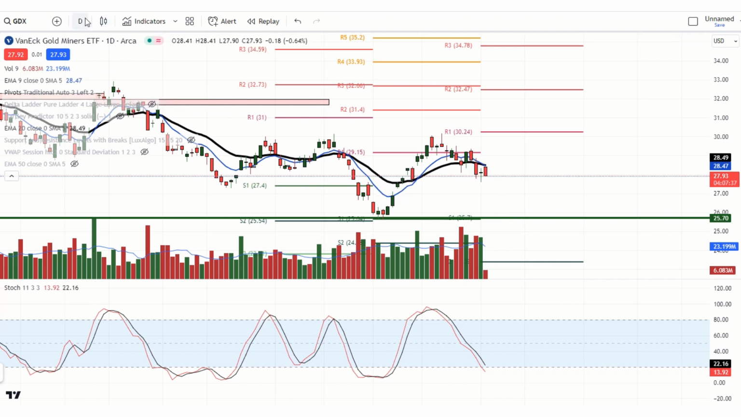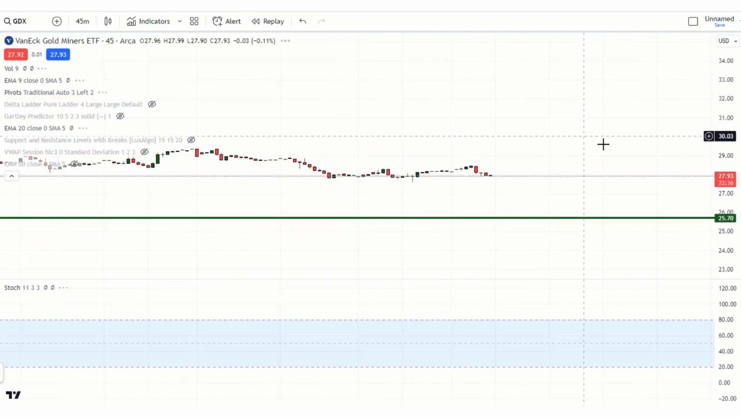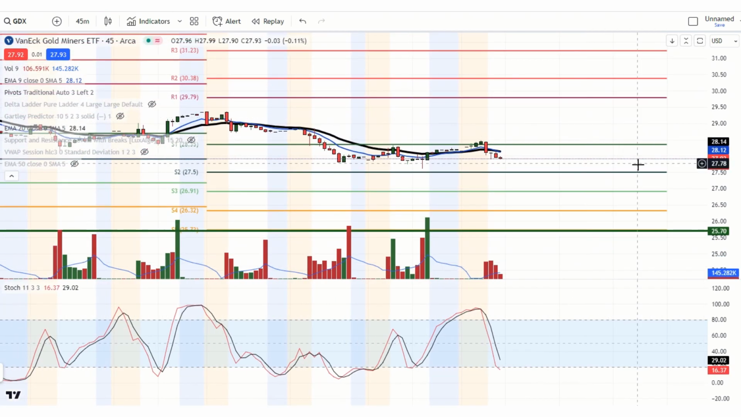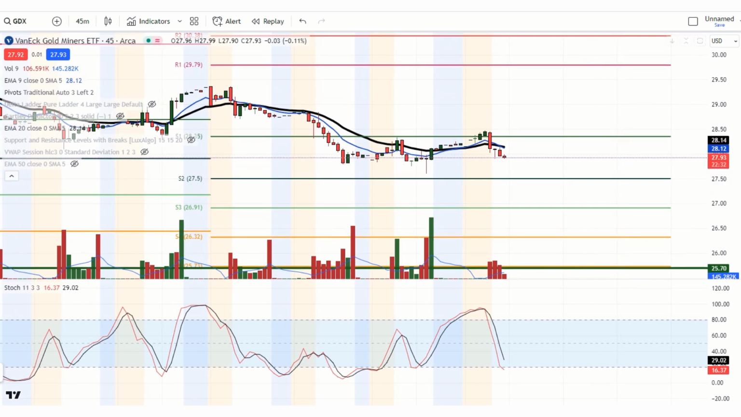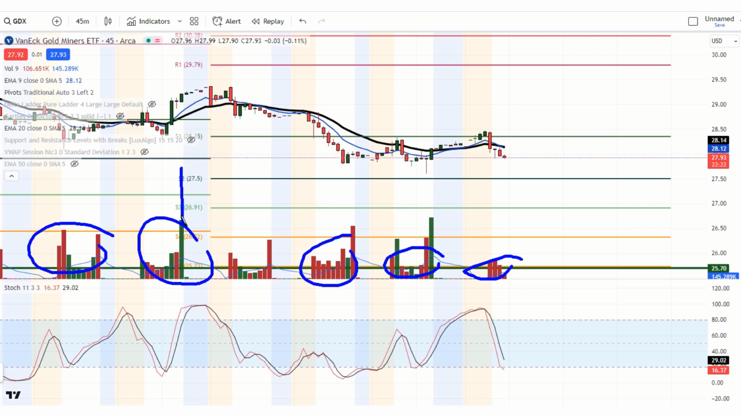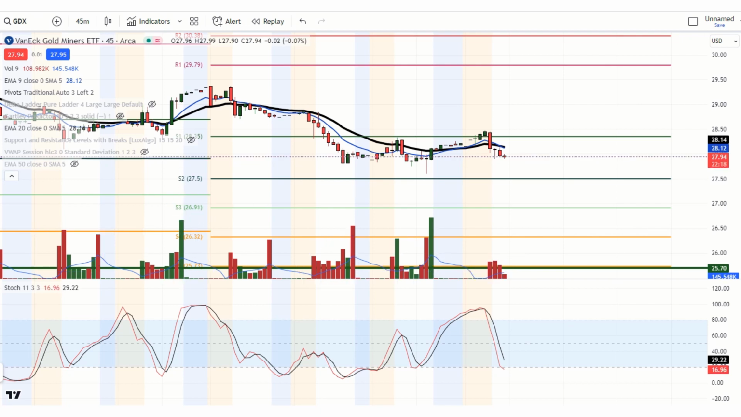Let's go over to the 45-minute chart on GDX and let's see. And right now, there's no buyers here, okay? There were no buyers here, and that was just a covering right there. So that's something that you have to be careful of when you're looking at things, okay?